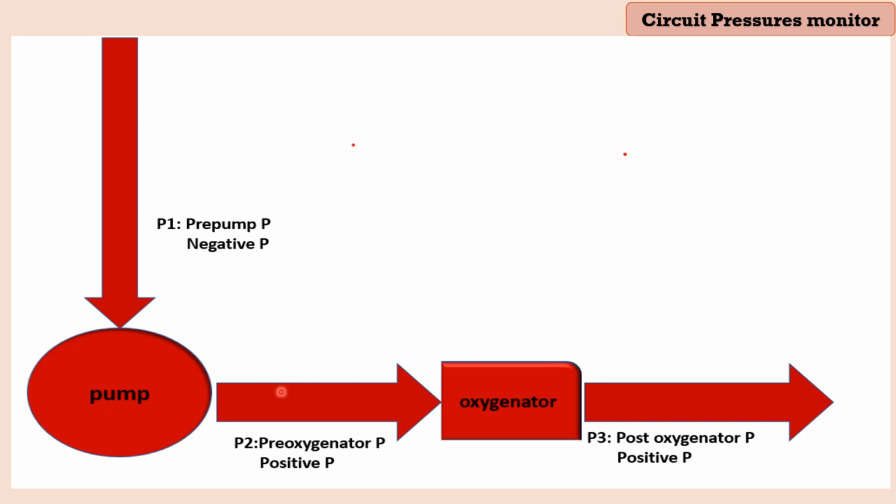The second most important part in the circuit monitoring is the circuit pressure monitor. The first one is the pre-pump pressure, P1, negative pressure. The second, P2, is pre-oxygenator and post-pump. And the third one is P3, post-oxygenator pressure.